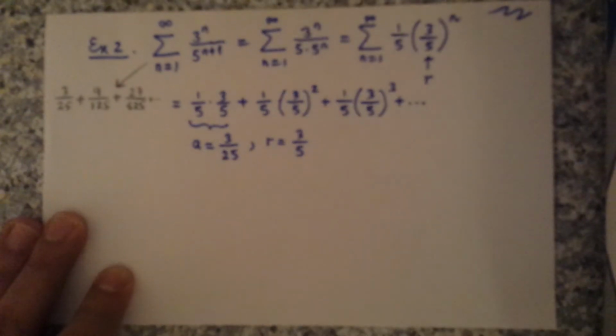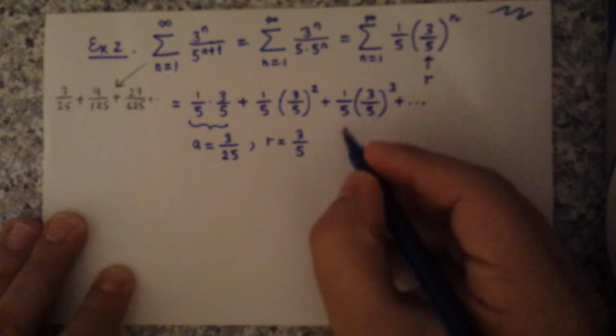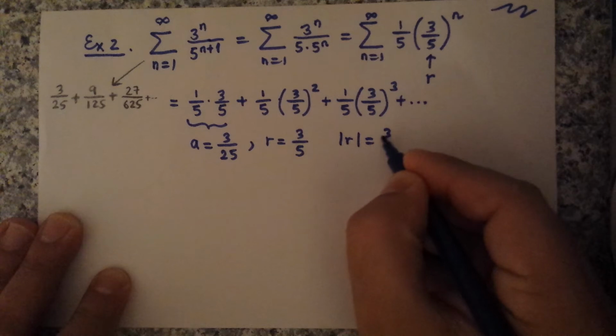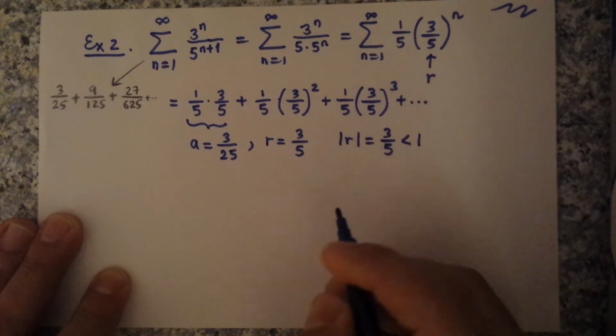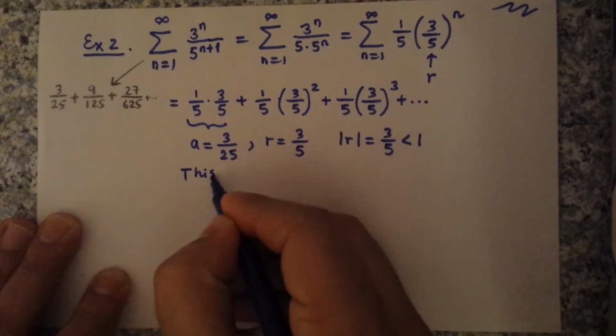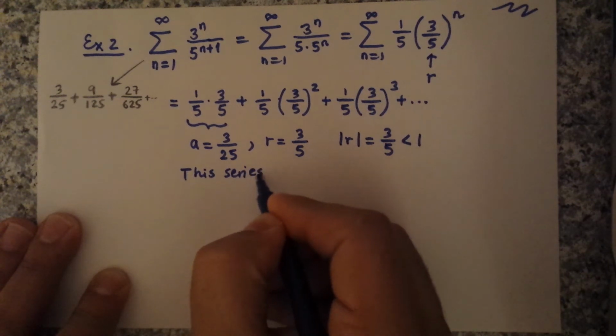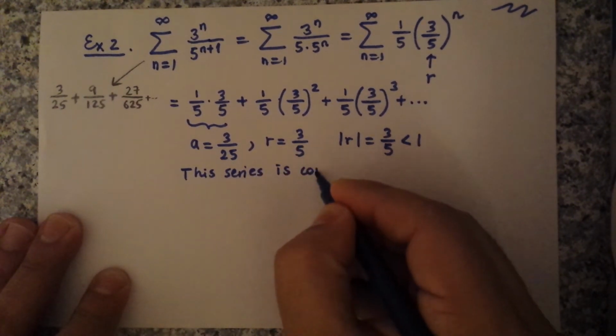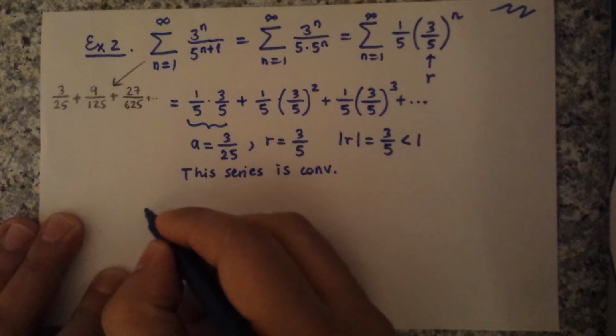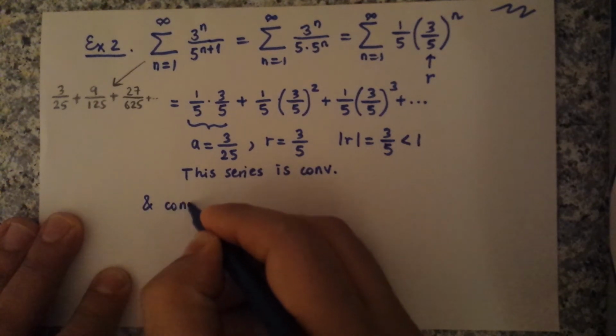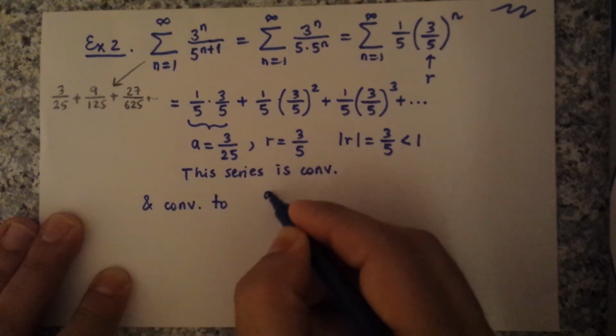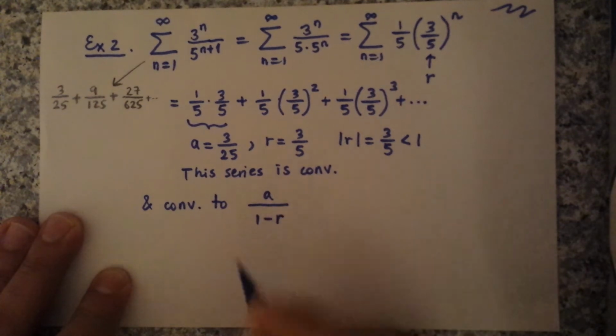The first term is 3 over 25, and the common ratio is just 3 over 5. And you can see the absolute value of r, 3 over 5, is less than 1. So this series is again convergent, and we can say it converges to a over 1 minus r.